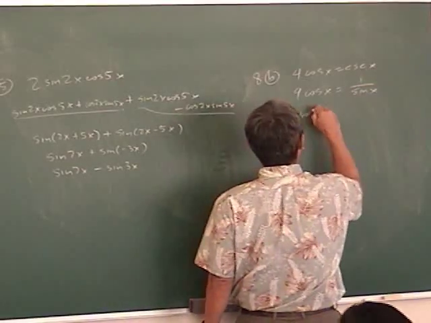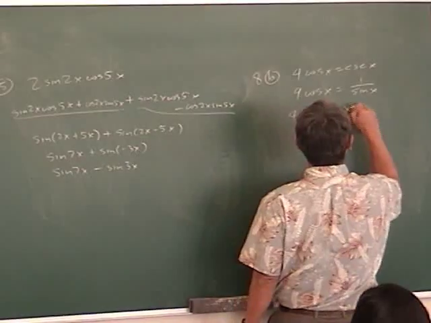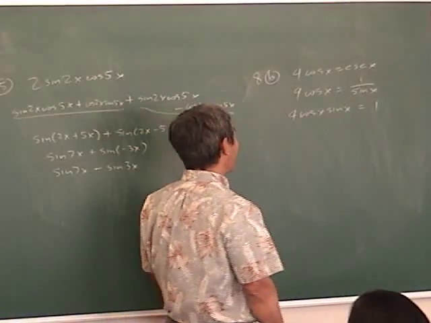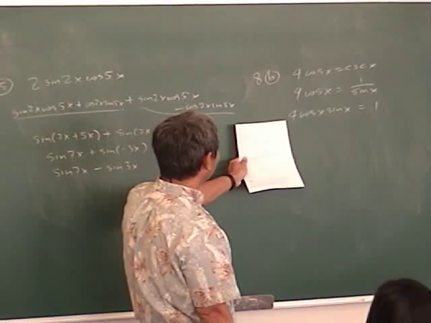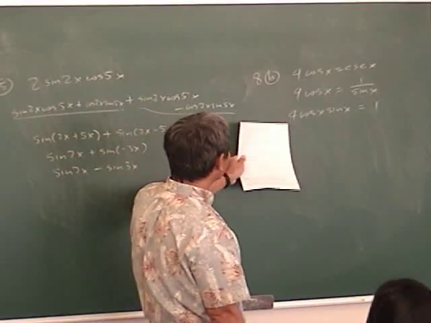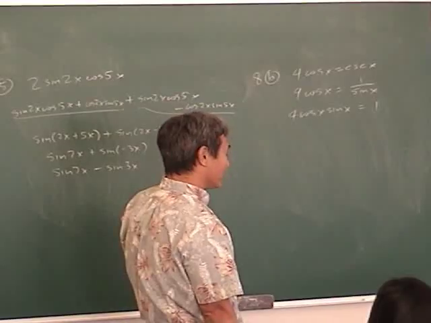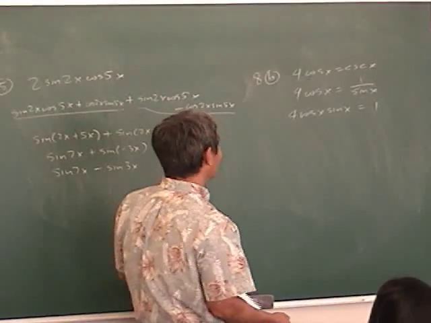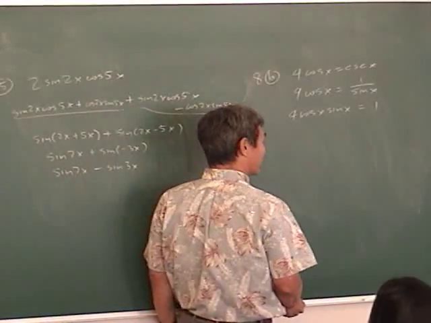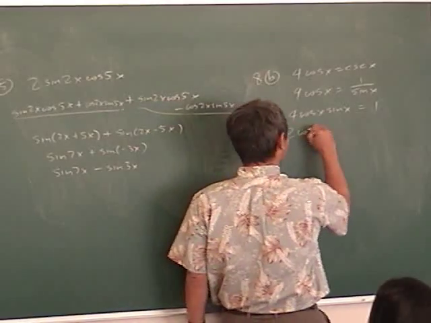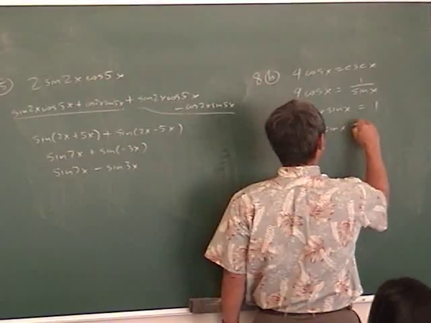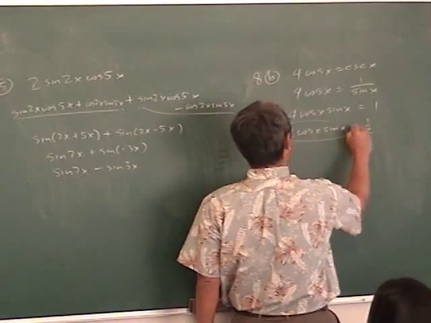Cross multiply. And then, hey, you almost see something. What do I need, instead of a 4, what do I need there to make an identity? I need a 2. So what can I do to make the 4 into a 2? Divide both sides by 2. That's what you do. And then, hey, you see something now.